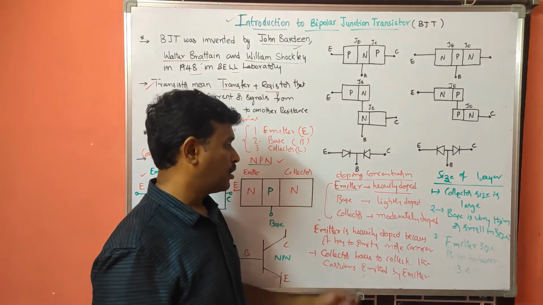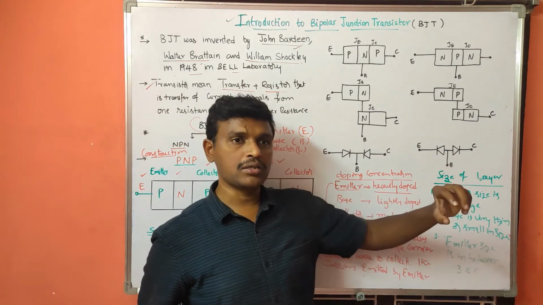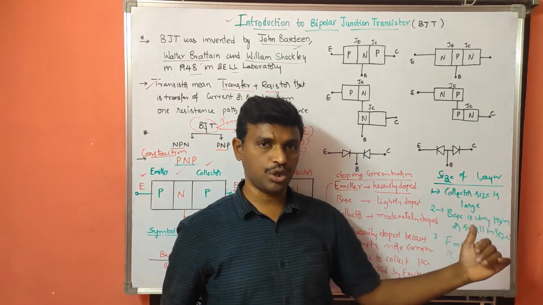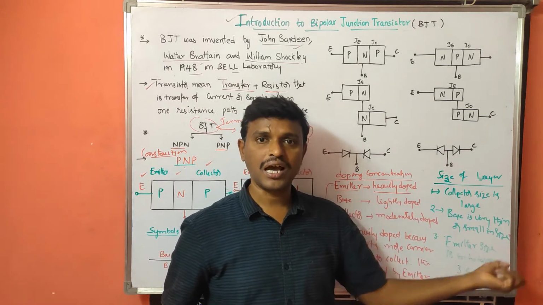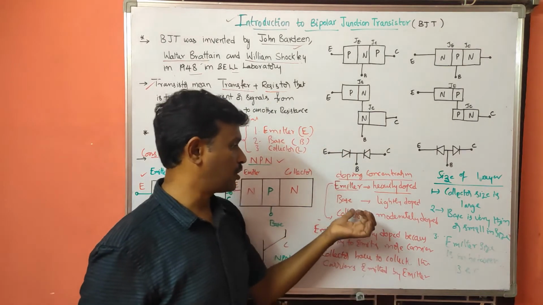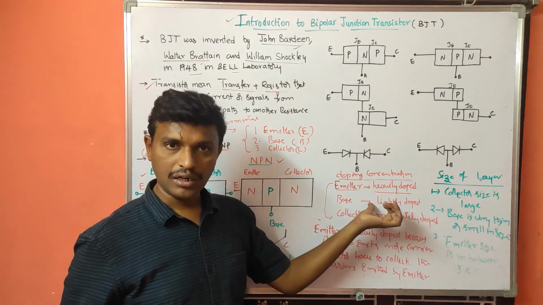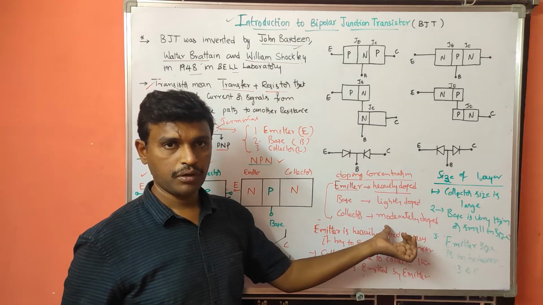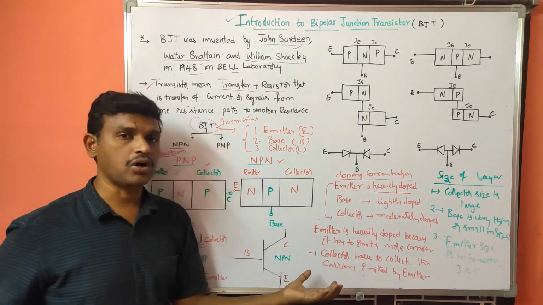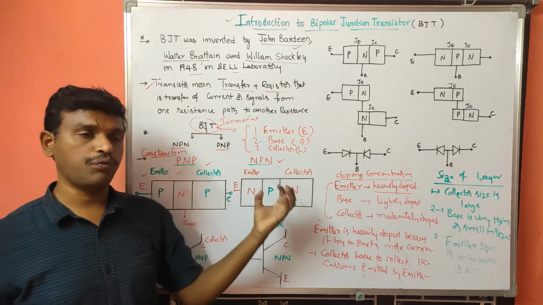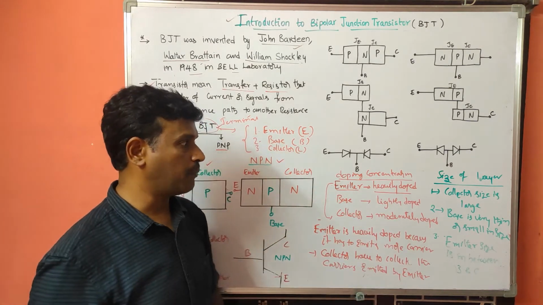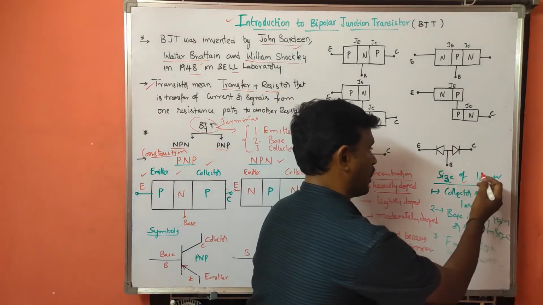Whatever electrons or holes are emitted from the emitter pass through the base and reach the collector. So the base is lightly doped and the collector is moderately doped. This is about the doping concentrations and why they have those names. Next we have a very important point, the size of each layer.